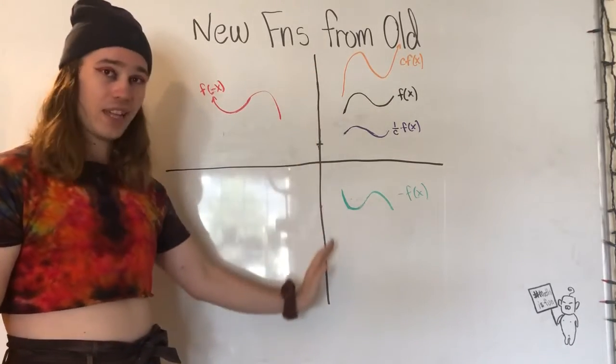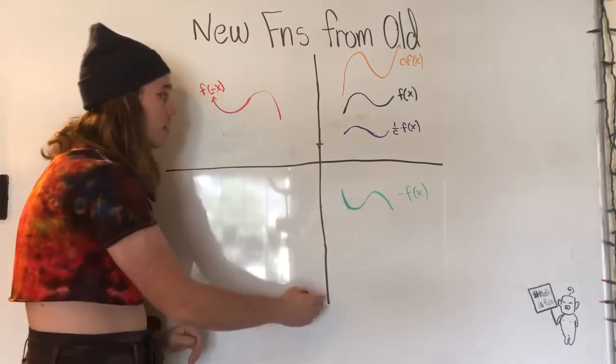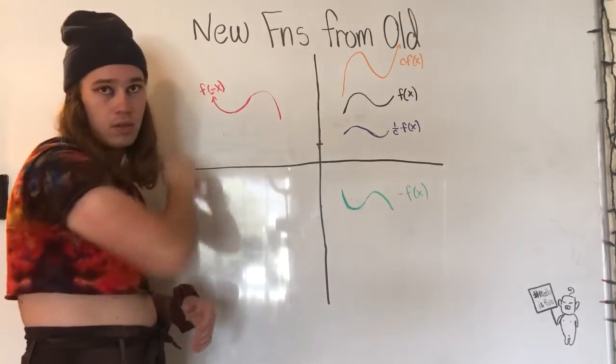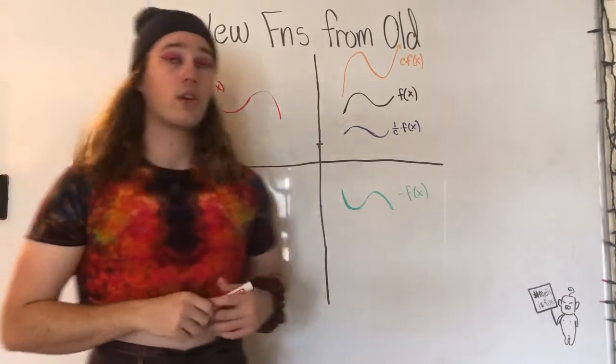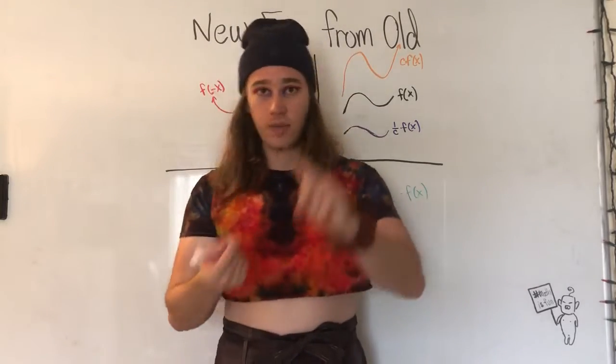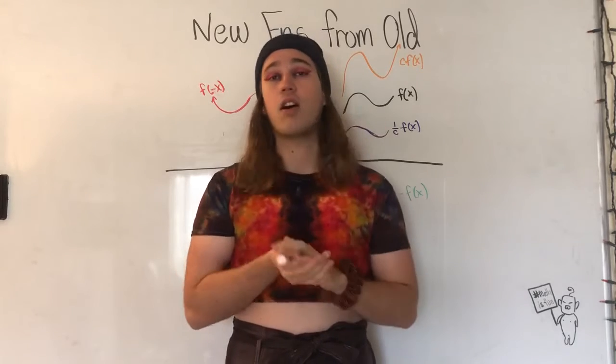Well, that would reflect our curve across our y-axis, and it would be the same exact curve, it would just be pointing in the opposite direction, and so on. So, these are all of our horizontal shifts, vertical shifts, shrinking, reflecting, all that good stuff.